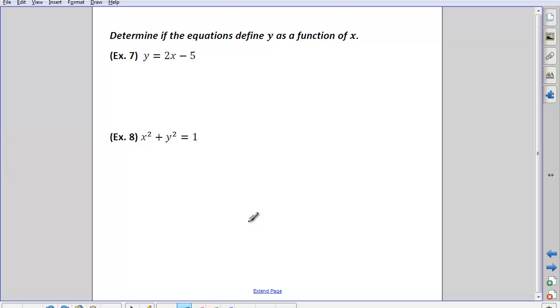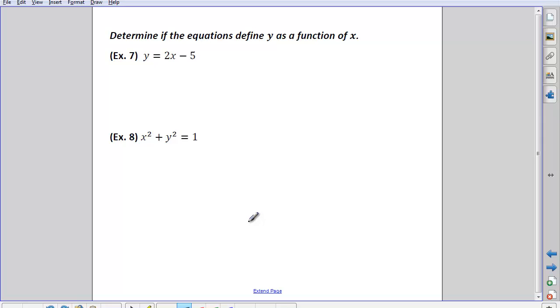Okay, these next 2 examples say determine if the equations define y as a function of x. So this is a little bit trickier. We can look at a mapping or a set of ordered pairs and pretty easily tell if each input value corresponds to exactly 1 output value. You just look at the arrows and it makes sense.